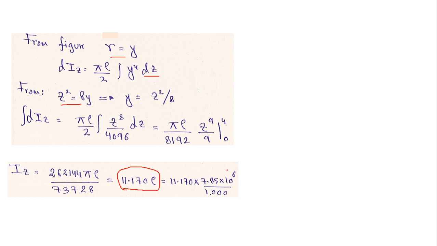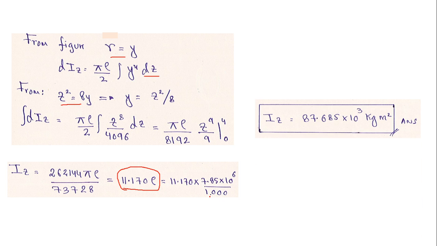So you have to convert it into gram. 7.85 megagram means 7.85 times 10 raised to power 6 grams, and you have to convert grams into kilogram, so you divide it by 1000, and you get the final result. So the moment of inertia of this given solid about the z-axis is 87.685 times 10 raised to the power 3 kilogram meter square. So it is a very high value.